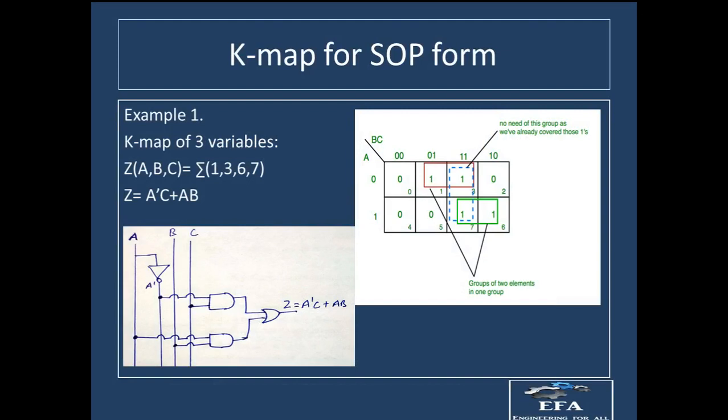The first example is for the K-map for the SOP type of expression. Let us say we have the expression Z = F(A, B, C) = summation of 1, 3, 6 and 7, right?